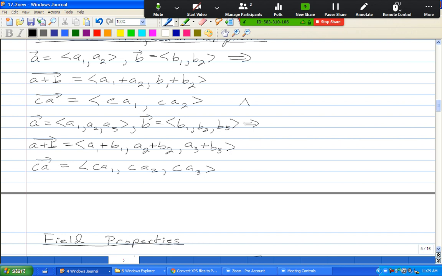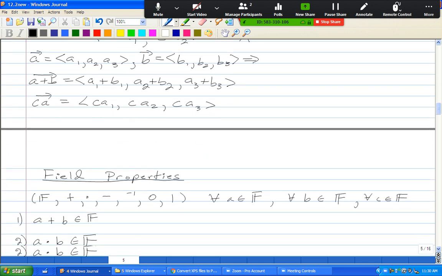So let me give you the field properties. This will tell you what properties the scalars must satisfy in order for them to be a member of the scalar field. They have to be a field.